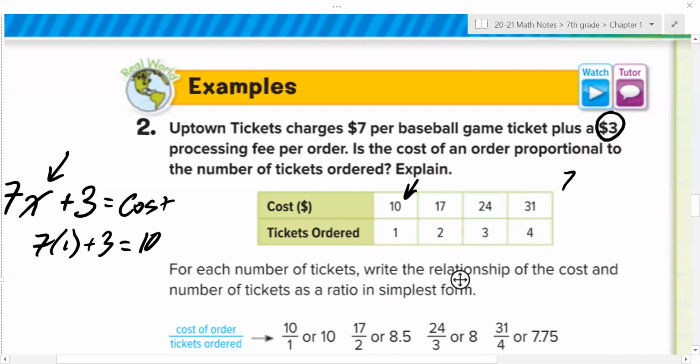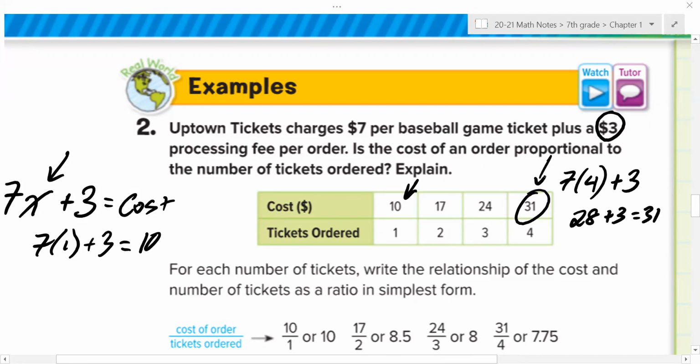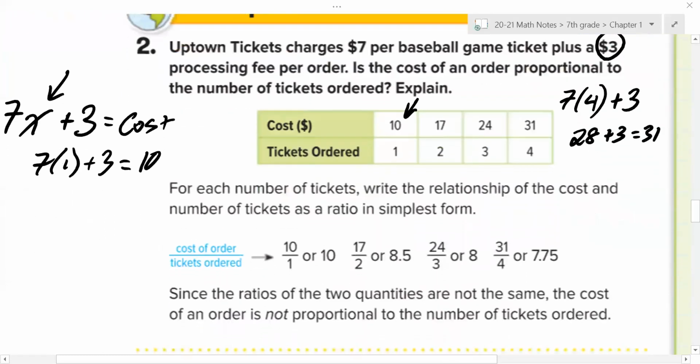So if I have $7 per ticket at 4 tickets, but I have to add that $3 processing fee, that's where they're getting this. 28 plus 3 is equal to 31, and that's where this comes from. So it's whatever the price is for all the tickets, then you got to add $3 to it.